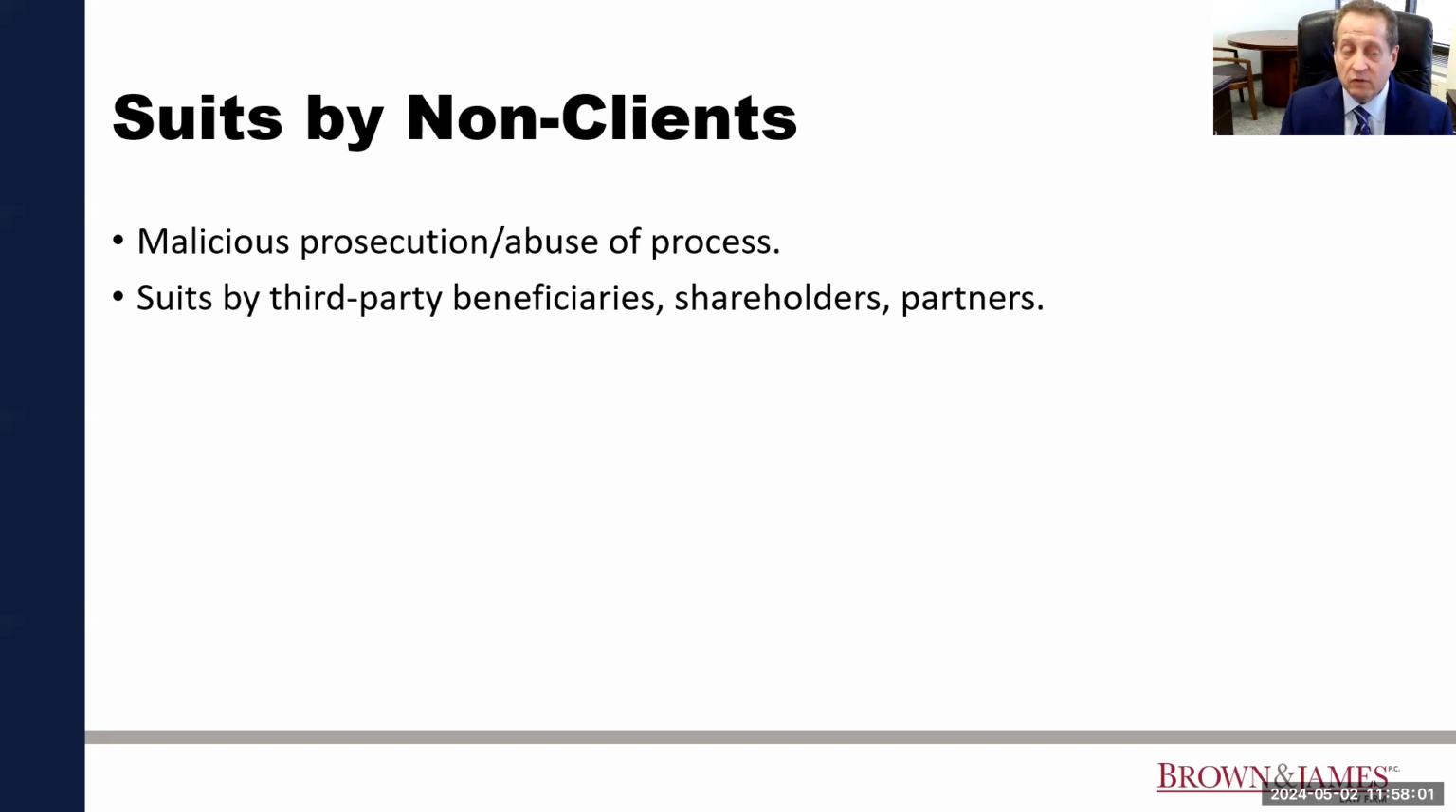So let me talk a little bit, with a few minutes left, about suits by non-clients. They fall into a couple different categories. One is malicious prosecution and abusive process, and the other is suits by third-party beneficiaries, shareholders and partners of a corporation, that sort of thing. Malicious prosecution and abusive process, we get them pretty often, but they almost never win. You would be hard-pressed to find those cases in the books where the opponent who's suing the lawyer won.